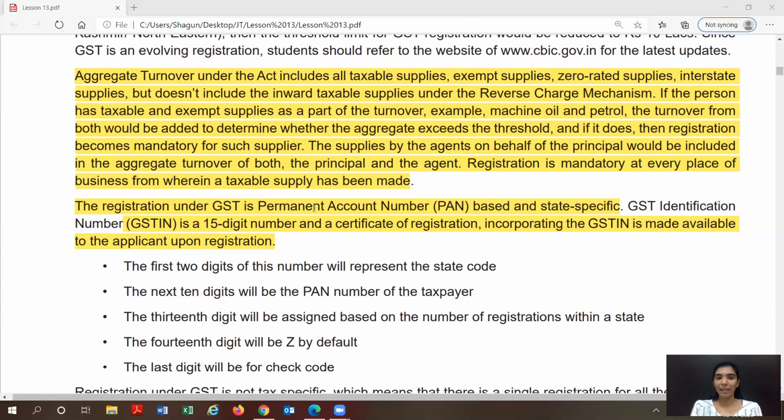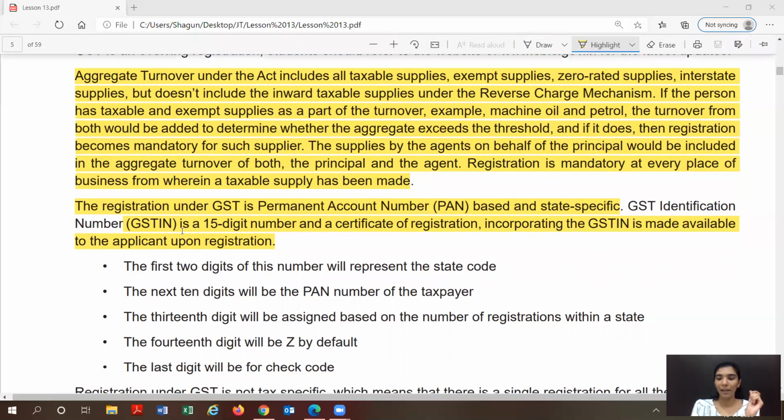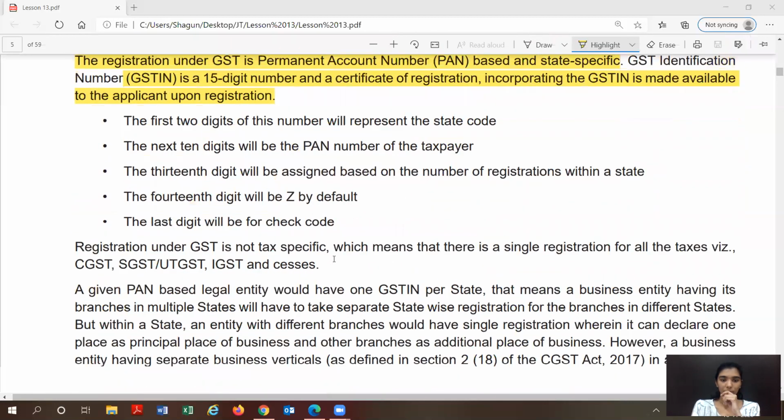Now, this GST is a PAN-based number, and it is state-specific. GSTIN, the number which is obtained under the GST Act, is called GSTIN. It is a 15-digit number. Unlike the TAN number and PAN number, which were 10-digit, GSTIN is 15-digit, and a certificate of registration incorporating the GSTIN is made available to the applicant upon the registration.